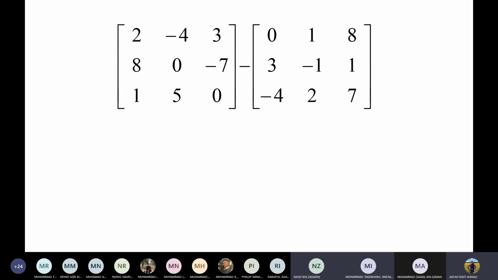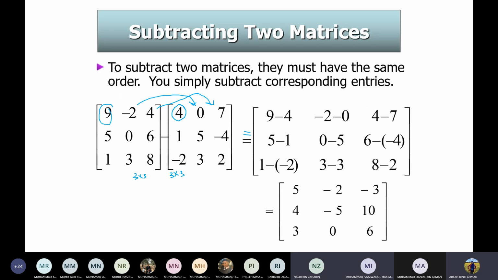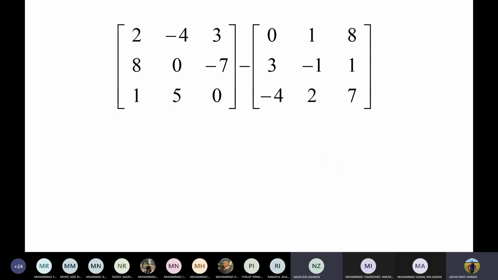Oh, apa tu? Apa tu? Wah, dia ada duduk dekat ni ke? Macam dia kena seksa je bunyi kan. Okay.